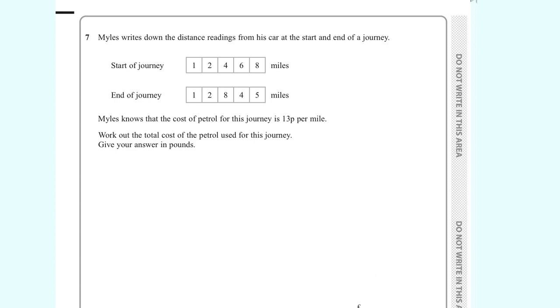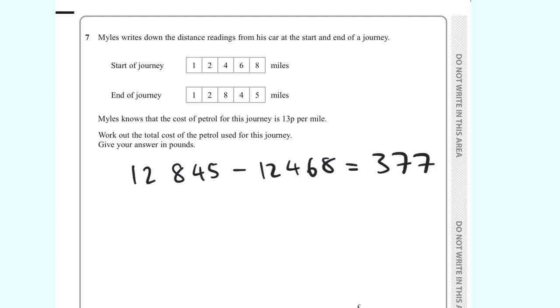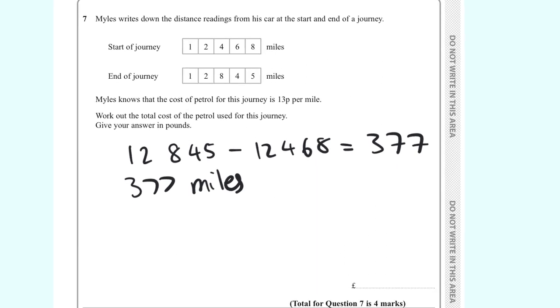Okay, so we're going to find out firstly how many miles this journey was, and then we'll use that to find out the total cost. Alright, so let's have a look. We can use our calculator for this, but the first calculation we'll be doing is 12,845 subtract 12,468. We'll just pop that into my calculator. You might beat me to it. 12,845 subtract 12,468. So 377. Okay, so his journey was 377 miles. Right, and it's 13p per mile.